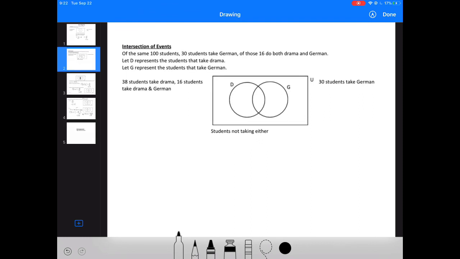We can extend our Venn diagram to look at the intersection of events, so two events taking place at the same time. So here we've got the same 100 students, 30 of them are taking German, 16 do both drama and German. So the part that does both, that is this middle part right here where those circles intersect. We've got 100 students out here still. Now we need to figure out what number to put in this part of the circle.